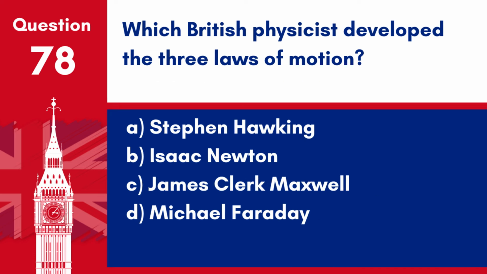Question 78. Which British physicist developed the three laws of motion? A. Stephen Hawking. B. Isaac Newton. C. James Clerk Maxwell. D. Michael Faraday. Answer: B. Isaac Newton. Sir Isaac Newton developed the three laws of motion, foundational principles in classical physics.